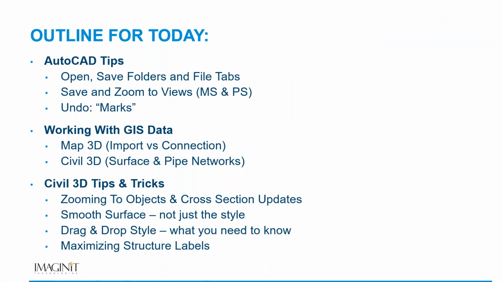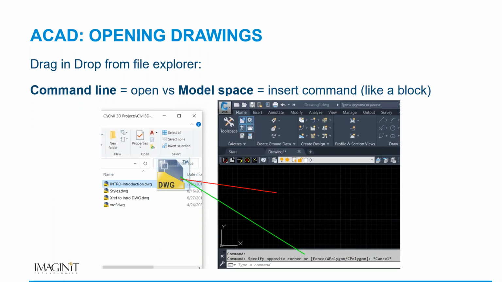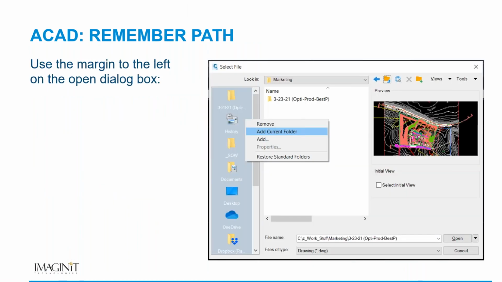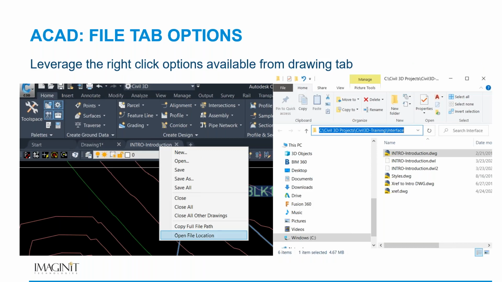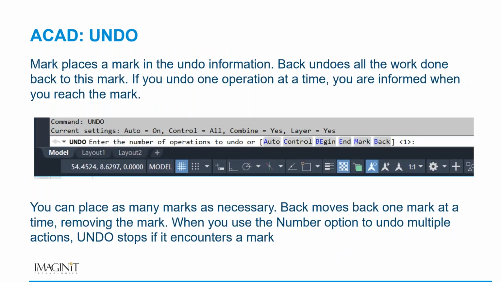Outline I was talking about. This is the idea of working with AutoCAD, the option of dragging and dropping, the option of remembering the path, and the option of working with the file tabs, which I will be demoing. Working with views, which allows us to save a point in space, and working with the undo command. And I just added this one here this morning.